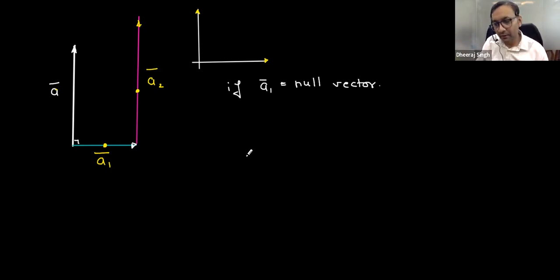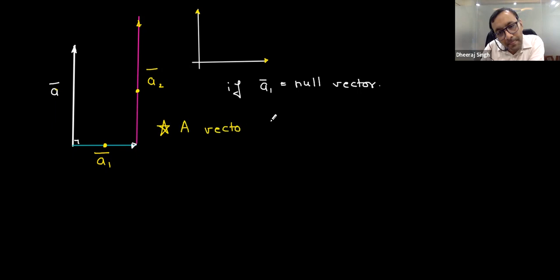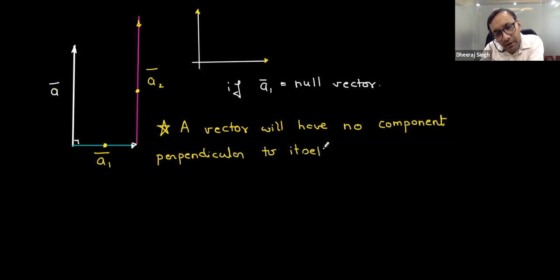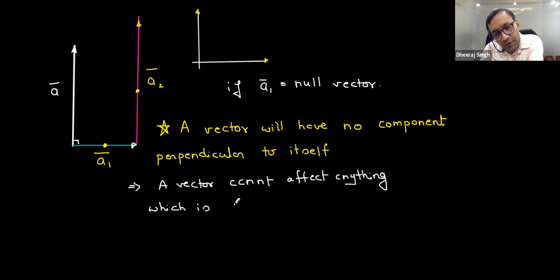Now comes the biggest statement, which will be very, very powerful when you do the physics numericals. So everyone put a star mark like this and write down: a vector will have no component perpendicular to itself. What does this mean? This means that a vector cannot affect anything which is perpendicular to itself.